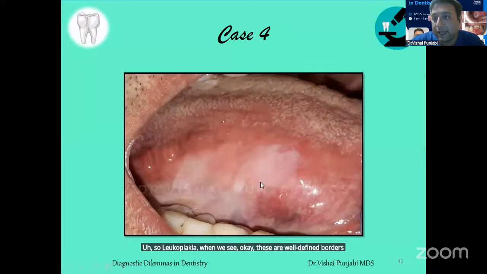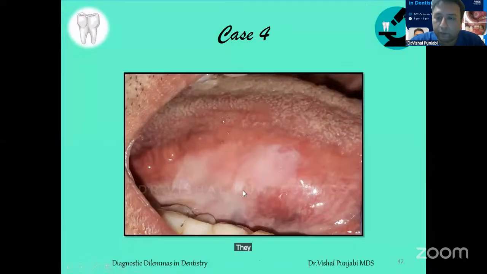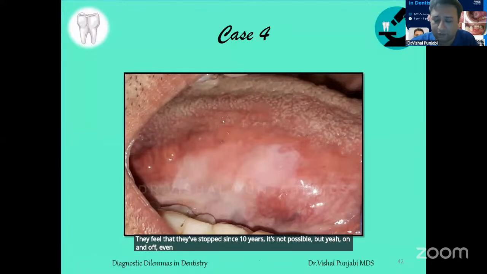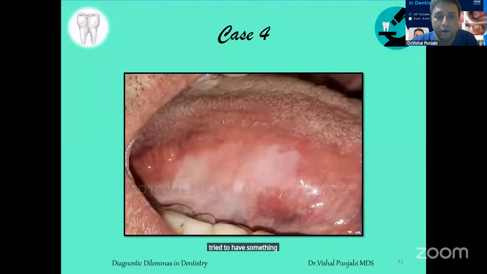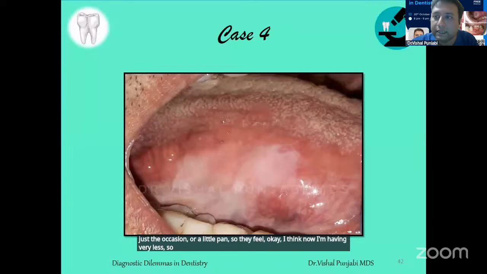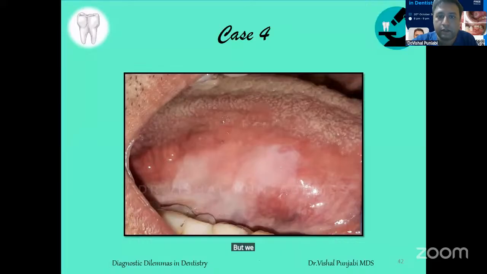So this patient did have a history. They feel that they've stopped since 10 years. It is not possible, but on and off, even in between, if they tried to have something, or they mistakenly had a little pan masala just for the occasion, or a little pan, they feel, okay, I think now I'm having very less, so they don't even mention it in the history. But we have to be very, very thorough when we ask the patient.